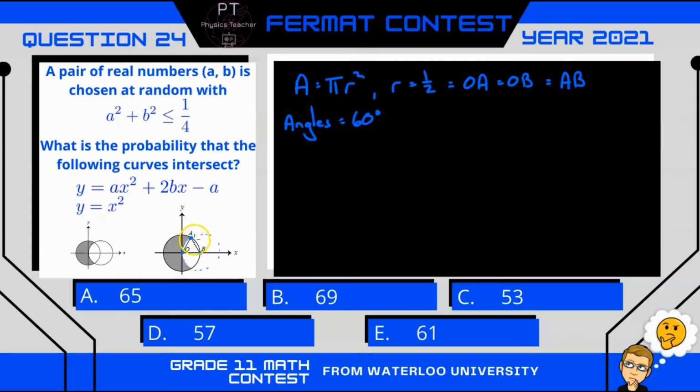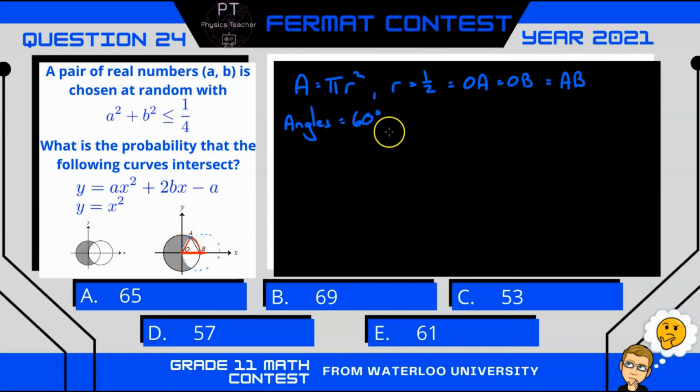So what I want to look at first is just the portion that is above the x-axis, and we're going to look at this part of the triangle, which is 60 degrees, and we're going to include that curvilinear space outside of the triangle. So that's almost the entire area of the unshaded region above the x-axis. We're just missing this curvilinear space there.